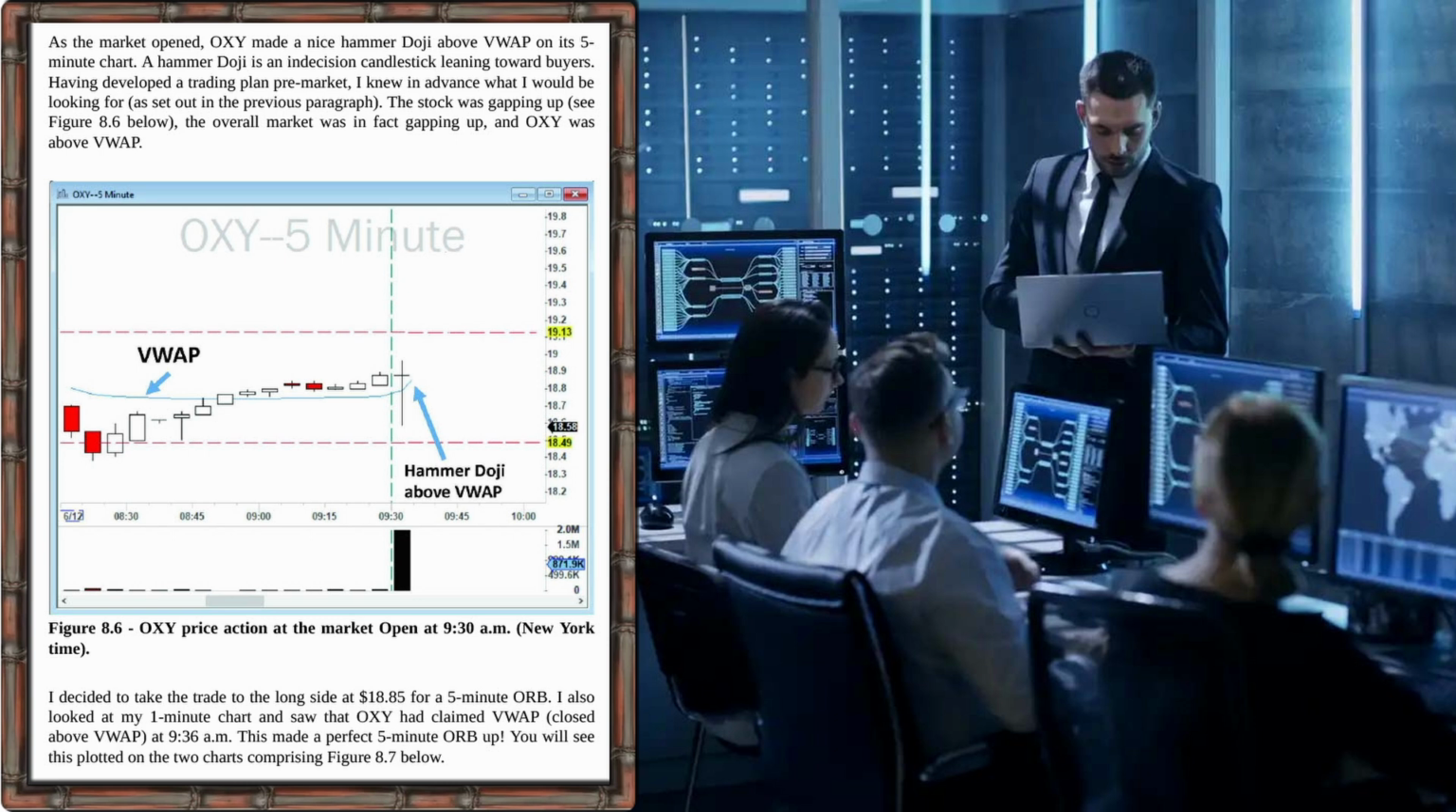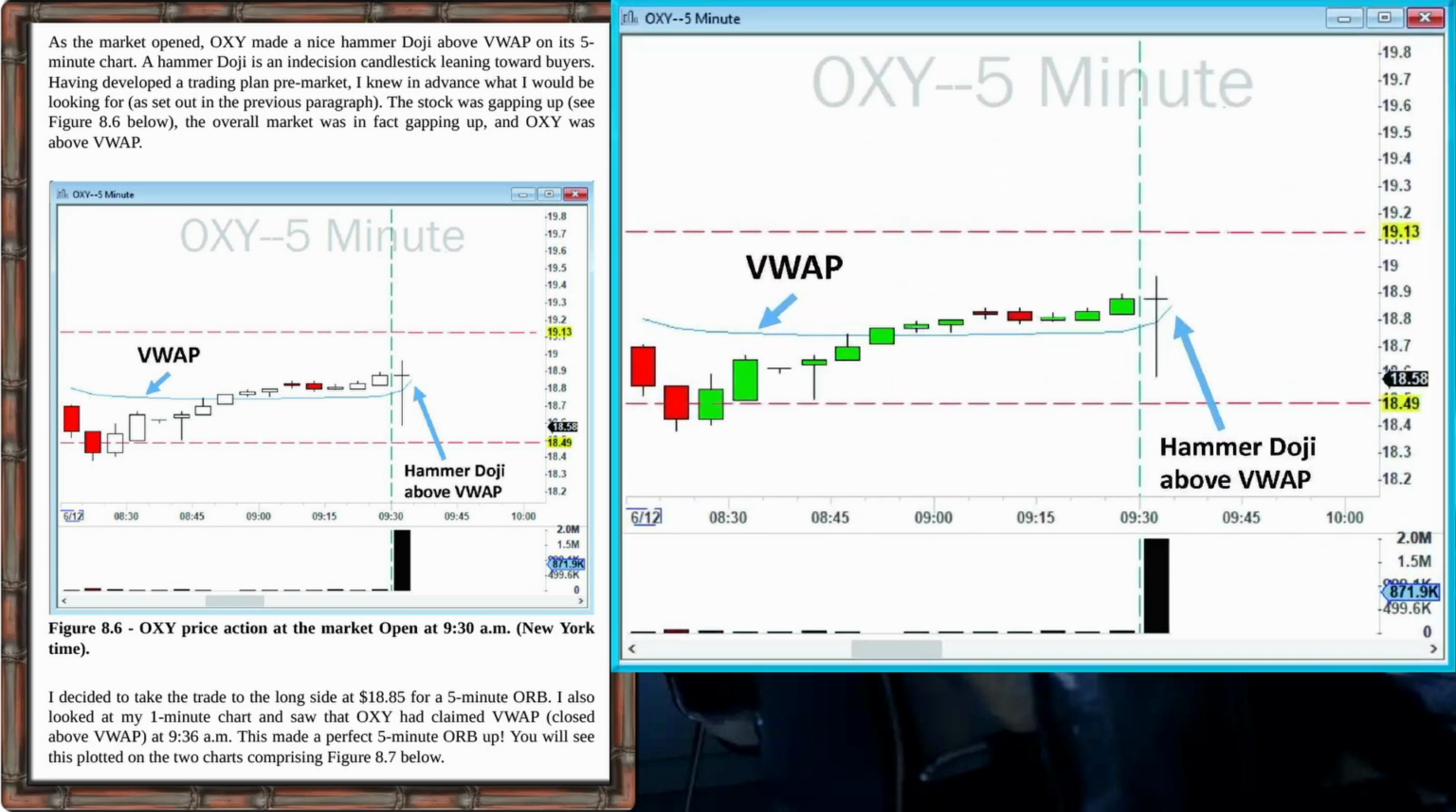A hammer doji is an indecision candlestick leaning toward buyers. Having developed a trading plan pre-market, I knew in advance what I would be looking for, as set out in the previous paragraph. The stock was gapping up, see figure 8.6 below. The overall market was in fact gapping up, and OXY was above VWAP. I decided to take the trade to the long side at $18.85 for a 5-minute ORB.